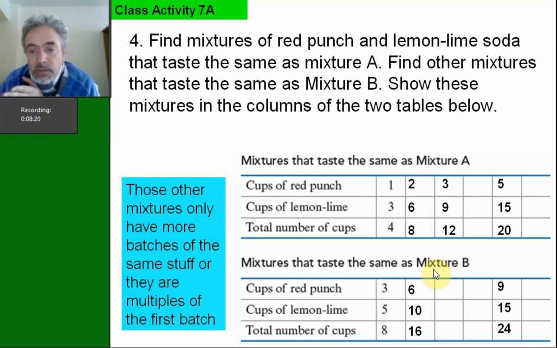We can do this for the mixture B. For example, here I'm not adding another batch, I'm adding 3 more and adding 5 more. So 6 to 10. And here 9 to 15, all the same mixture B. My question is, how can you compare mixture A and mixture B regarding which one has more red punch and which one has more lemon lime? For example, if you only have the first column here, it's going to be very hard to compare because there is no matching number. Let me show you what I mean by matching numbers.